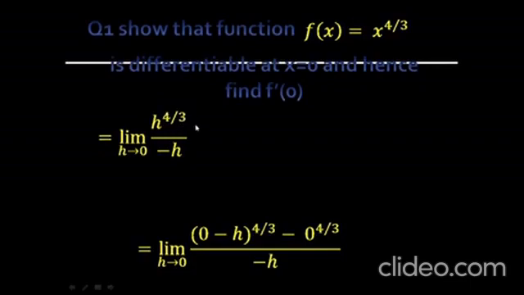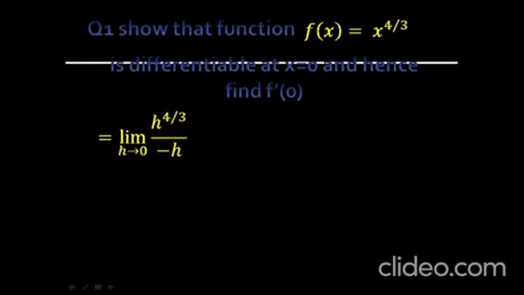After writing it, since the power is 4 by 3, we have to apply the law of indices to get limit h tends to 0, h raised to power 4 by 3 minus 1. If you simplify 4 by 3 minus 1, you will get limit h tends to 0 of h raised to power 1 by 3, and substituting the value of the limit, the result becomes 0. So we can say left hand differentiability is equal to 0.